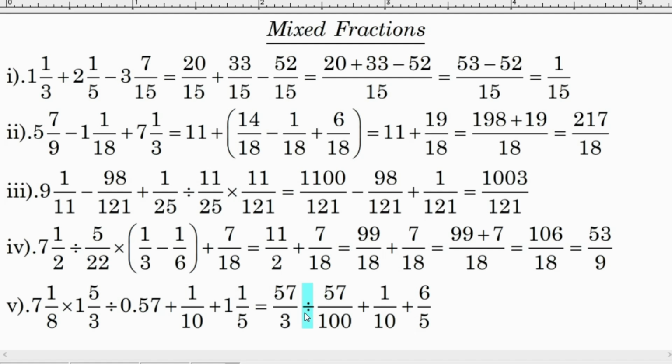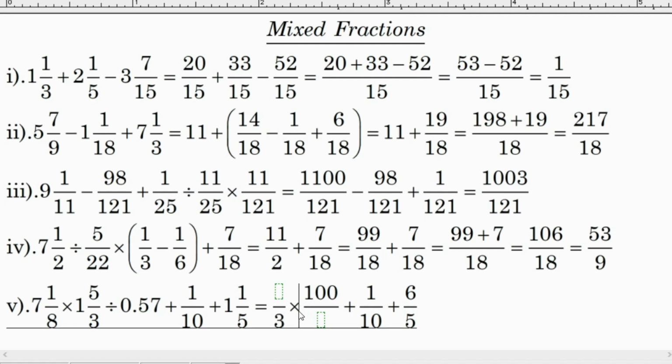So we have to change the division sign to a multiplication sign. And then take 100 to the top. And then 57 to the denominator. Okay, so we have 57 at the numerator and 57 at the denominator. So then we will cancel it out. So what we have here, we have only 100 divided by 3.